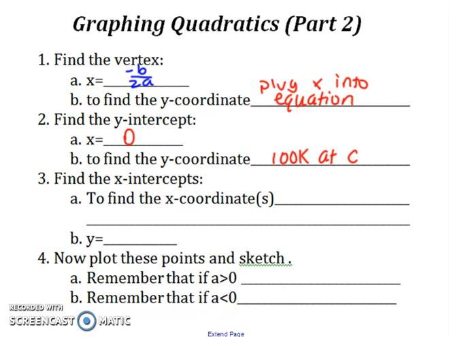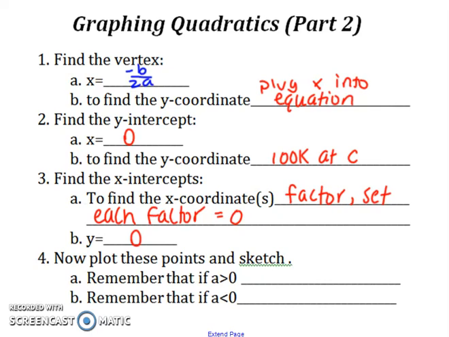To find the x-intercepts, we look at the x-coordinates. In order to find them, first we have to factor our quadratic that's in standard form. And then we have to set each factor equal to 0 and solve. And then y is going to be equal to 0, because wherever the graph crosses the x-axis, the y value is always 0.